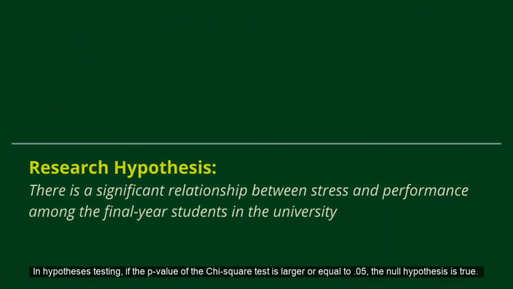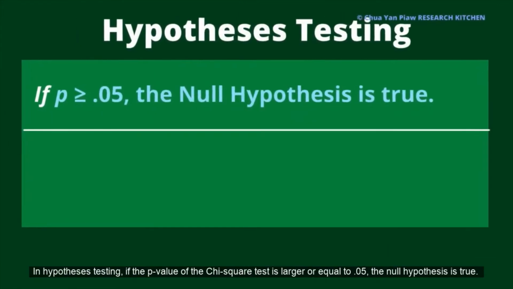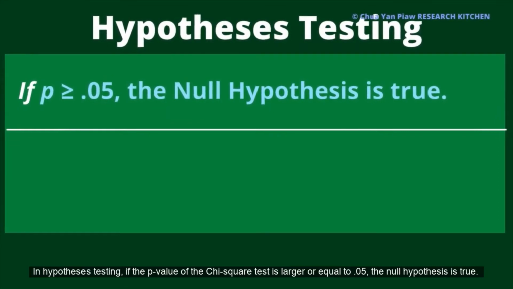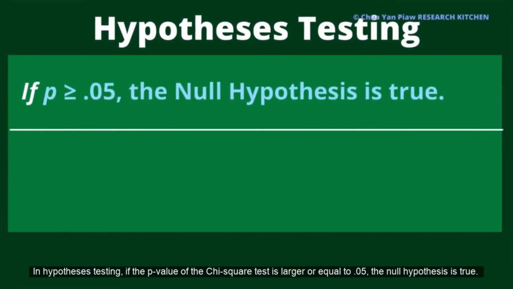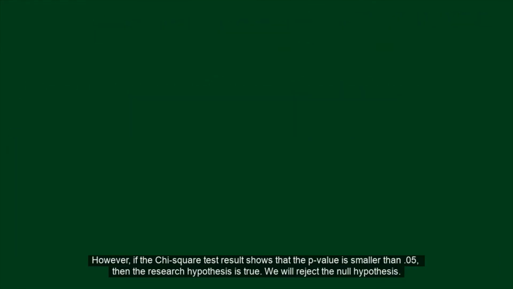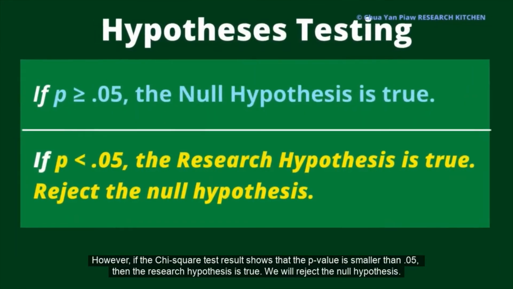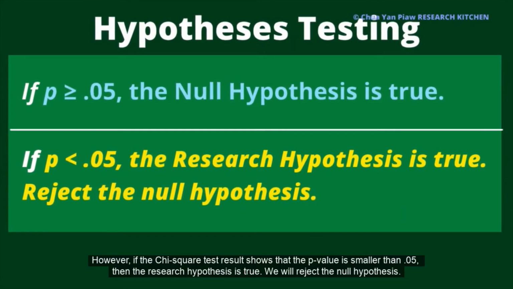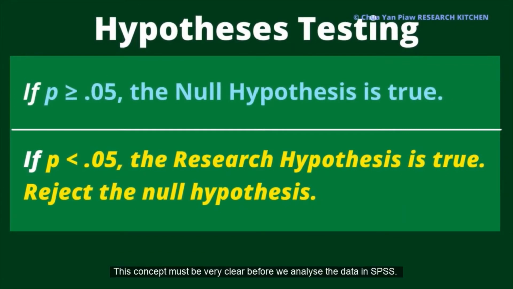In hypothesis testing, if the p-value of the chi-square test is larger or equal to 0.05, the null hypothesis is true. However, if the chi-square test results show that the p-value is smaller than 0.05, then the research hypothesis is true. We will then reject the null hypothesis. This concept must be very clear before we analyze the data in SPSS.